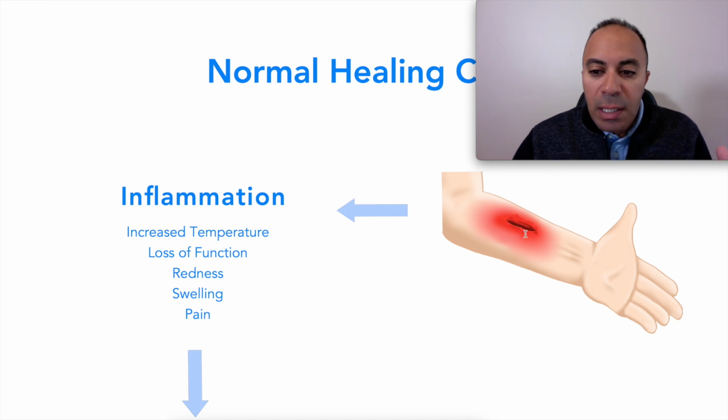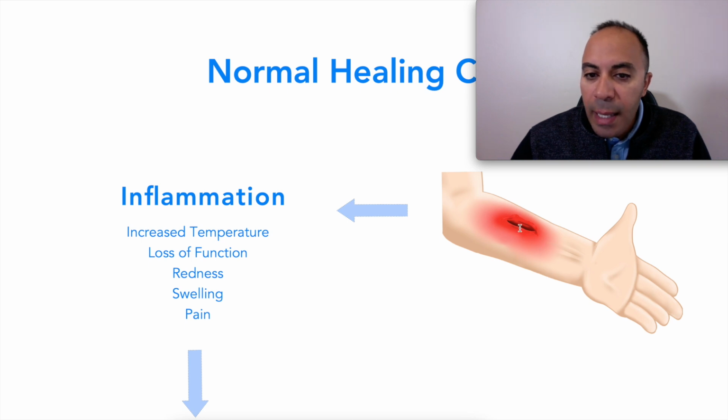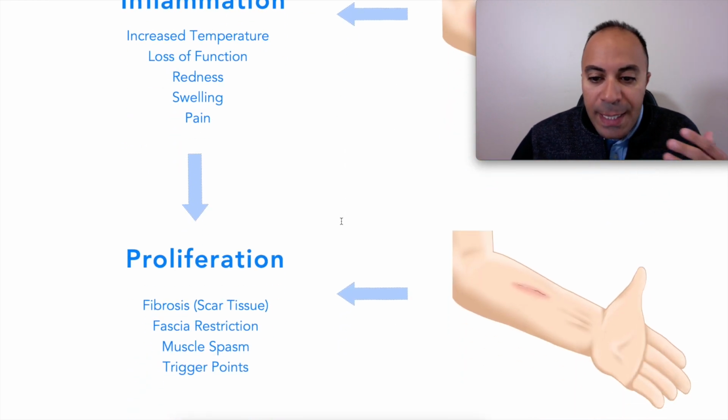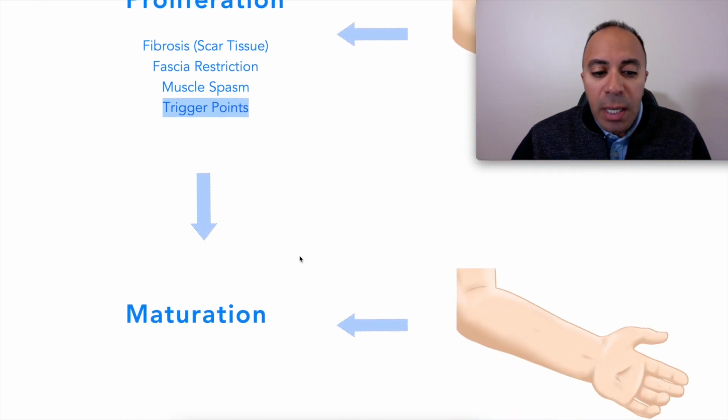So the first stage is inflammation. During this stage, there's increased temperature, loss of function, redness, swelling, as you see here in the first image. The second stage of healing is the proliferation stage. That's when the body starts to build scar tissue. During this stage, there's actually a cascade of events: scar tissue, the technical term for which is fibrosis, fascia restrictions, muscle spasm, trigger points. That happens internally. The final stage is the maturation stage.